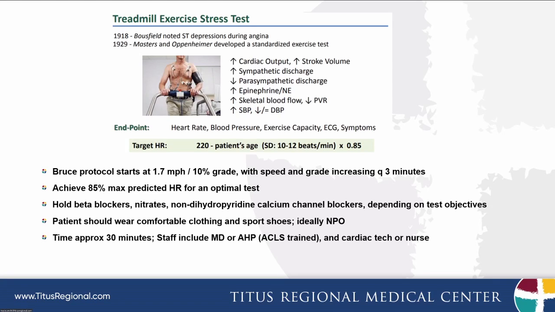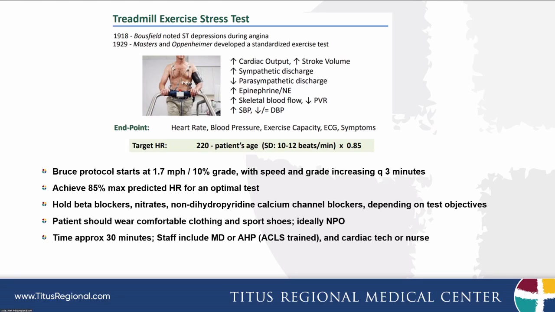And generally these days we use what's called a standard Bruce protocol, where we start a patient off walking at 1.7 miles per hour up at 10% grade. And then every 3 minutes we increase the speed and the incline of the treadmill until we reach the point where they either are too tired to go on or develop limiting symptoms, or they achieve 85% of their predicted maximal heart rate. And that's what we consider an optimal stress test.